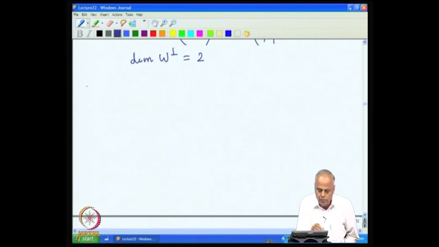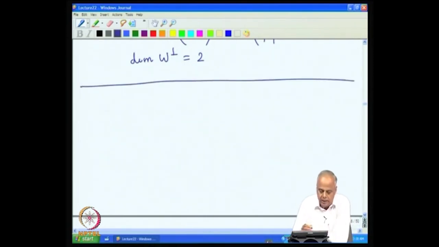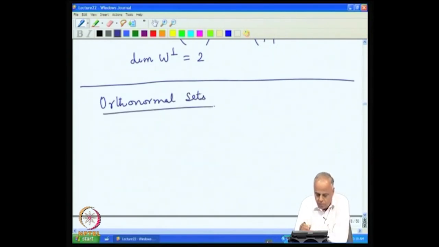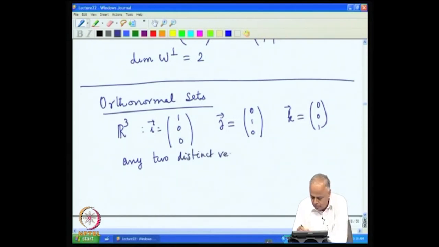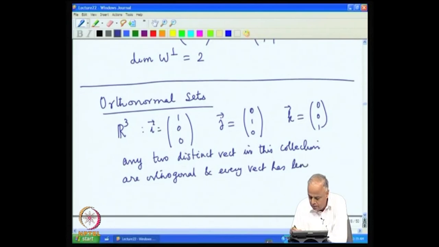Now, we would like to generalize the notion of i, j, k vectors, which leads us to the notion of orthonormal sets. If you look at the R 3 space, take the vectors i, whose components are 1 0 0, the vector j, which we denote by 0 1 0, and the vector k, which we denote by 0 0 1. These vectors have the property that any two distinct vectors in this collection are orthogonal, and every vector has length 1.